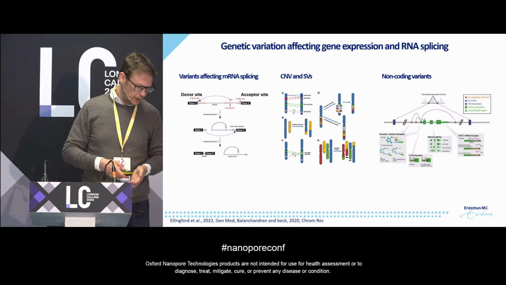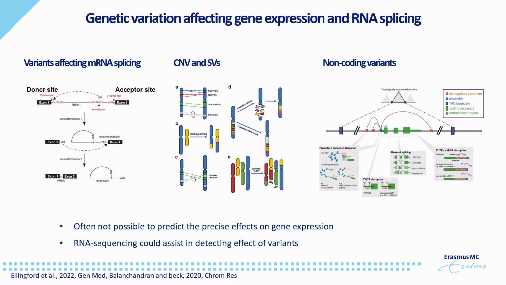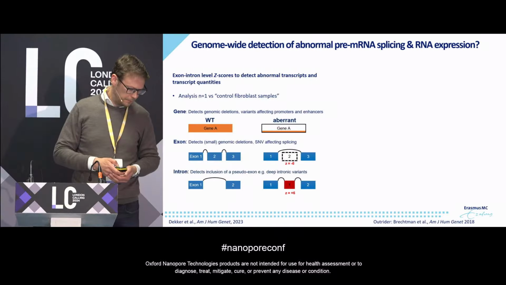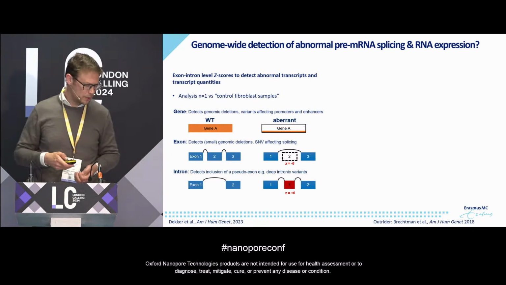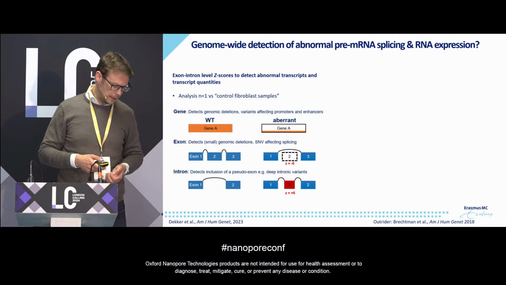So one of the things we chose to do a little while ago is that RNA sequencing might be a nice complementary test at this moment to study what the effects of variants are, even if you don't pick up the variants. So the way we do this is we use a method called Outlier, developed by the lab of Julien Gagneur in Germany, and we modified this.